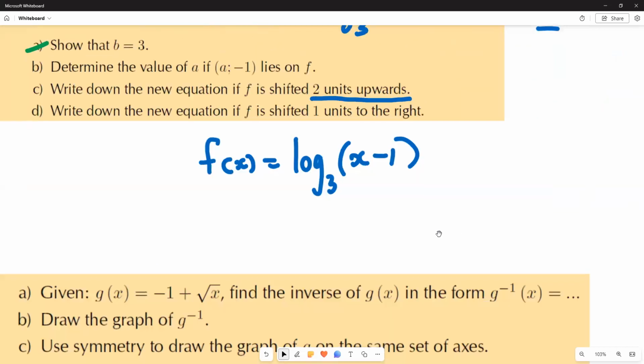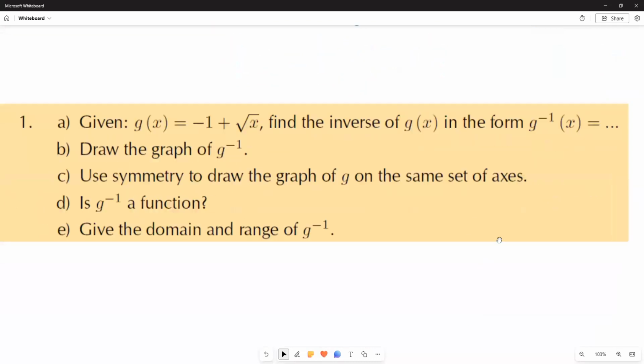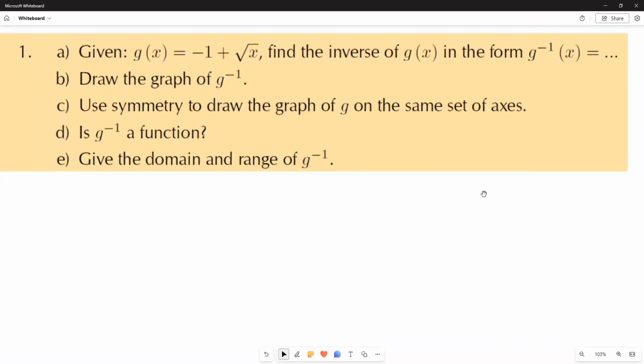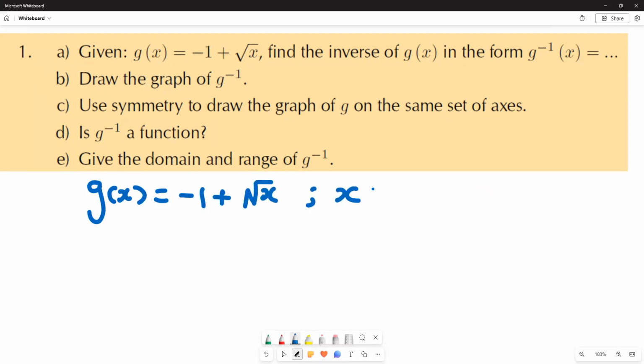Now let's go to the next part of this video. They say given g of x. So this is what we're given: g of x equals -1 plus the square root of x. Then we can see that x must be bigger than or equal to 0, because we cannot have a negative inside the square root. So x can be 0 or positive. Sometimes they won't show you the restrictions, you have to see them for yourself. They want us to determine the inverse of this function.